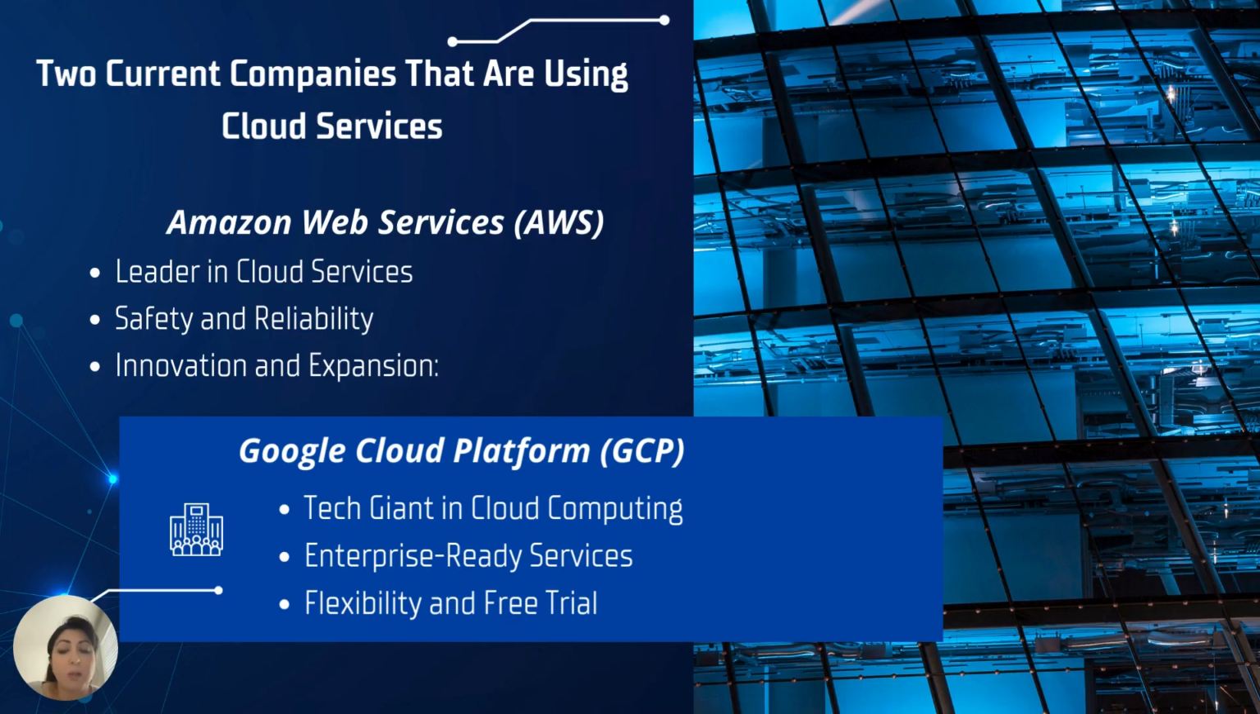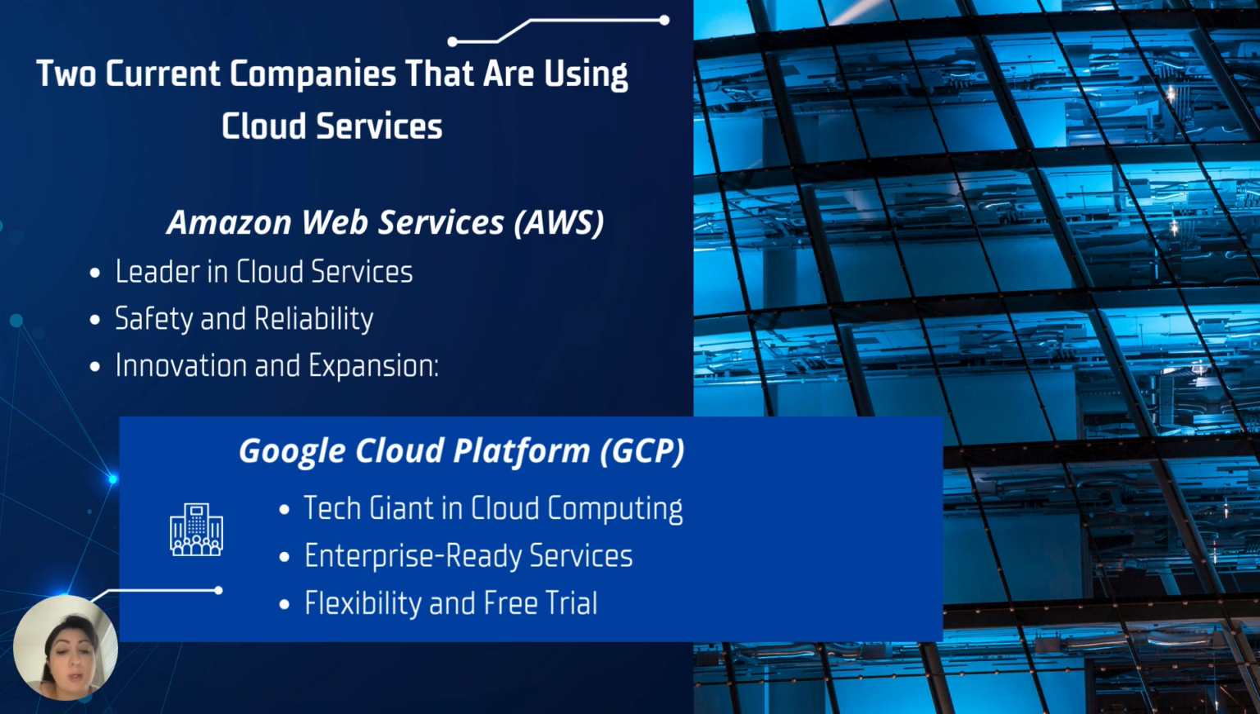In the next slide, I want to talk about two current companies that are using cloud services, two well-known companies actually. One of them is Amazon Web Services, or AWS, and the second company is Google Cloud Platform, or GCP. Amazon Web Services is the world's leading cloud provider with over 200 unique services around the world, and it is known for its safety features because it provides a reliable platform for various computing needs. And AWS consistently introduces new and innovative services to its users and customers.